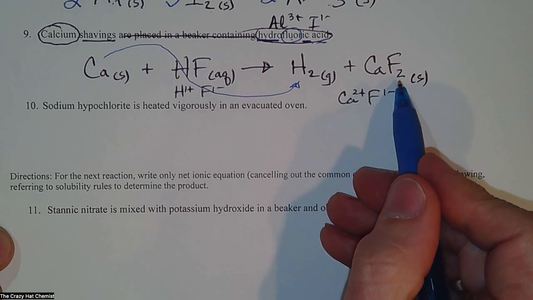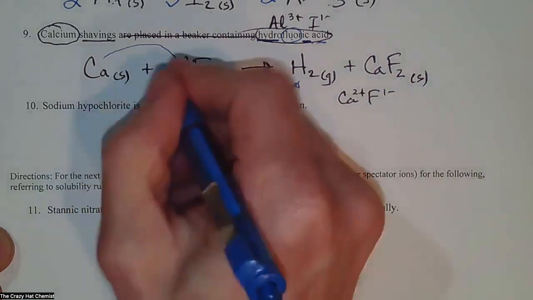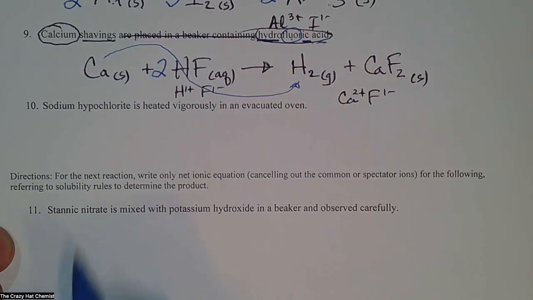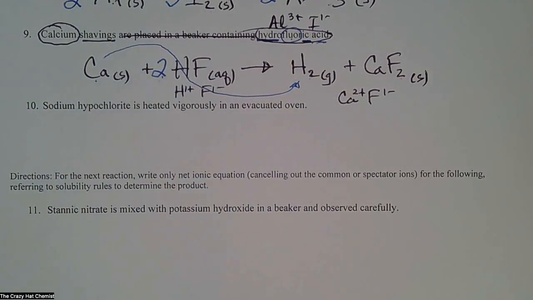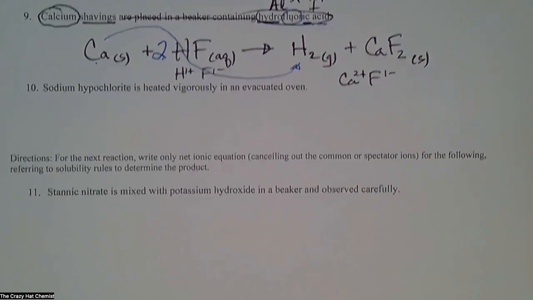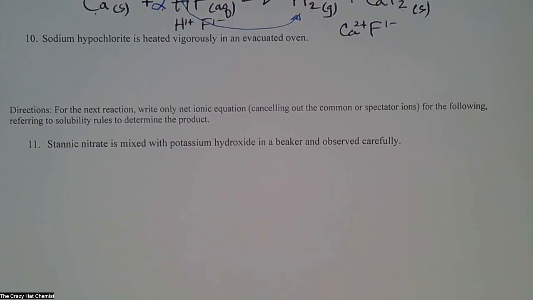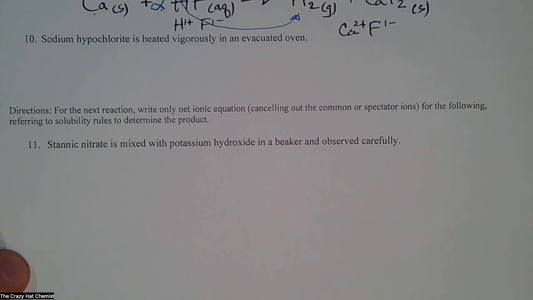So we've got 2 fluorines right over here. 1, I'm going to put a 2 right there in the front. That gives us 2 hydrogens. There are 2 hydrogens, 1 calcium, 1 calcium. Bam! I'm done with that one. That's balanced. All right, let's move this up a little bit more. Go to our next problem.